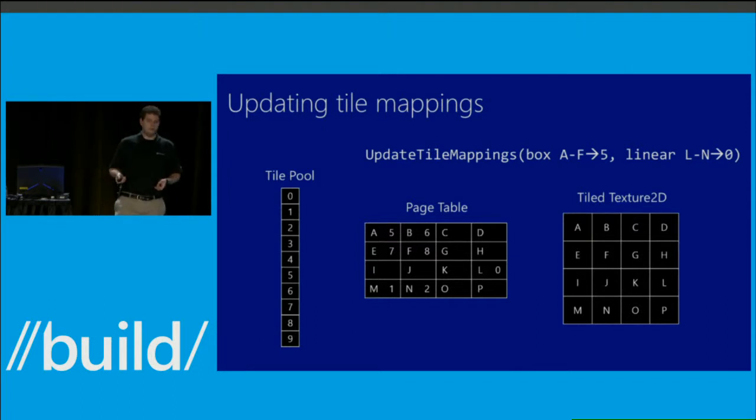So in this example, we're using two different ways of specifying tile regions in the same call to update the tiled Texture2D to allocate space in the physical tile pool for it. So here we're going to map box A through F to physical tiles starting at location 5. So that's going to map A, B, E, and F to 5, 6, 7, and 8 physical tiles. Likewise, we can also specify a linear range of tiles, for example, L through N, where we're mapping L, M, and N to physical tiles 0, 1, and 2.